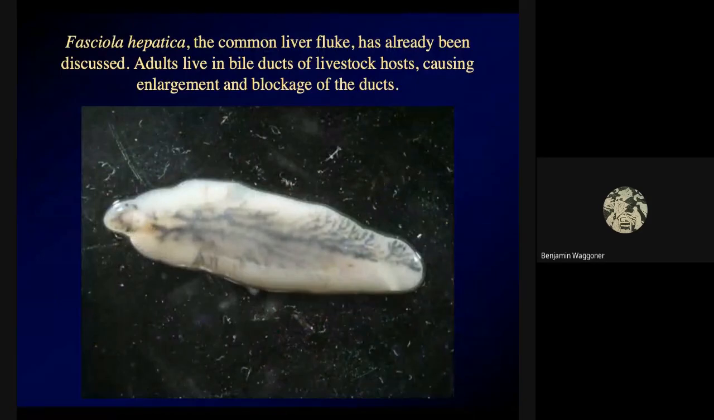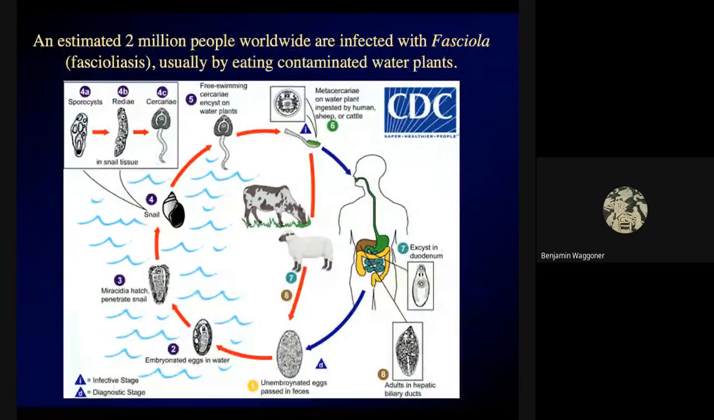Adults live in livestock bile ducts, causes liver damage if the bile ducts get blocked. An estimated 2 million people worldwide get infected with this. And again, usually it's by eating contaminated water plants. The examples that I'm aware of are eating watercress, which, if it's grown in habitat where there's snails and livestock downstream, can get infected with metacercariae. And we've kind of beaten this life cycle to death, so I won't say too much more about it. But there it is yet again.